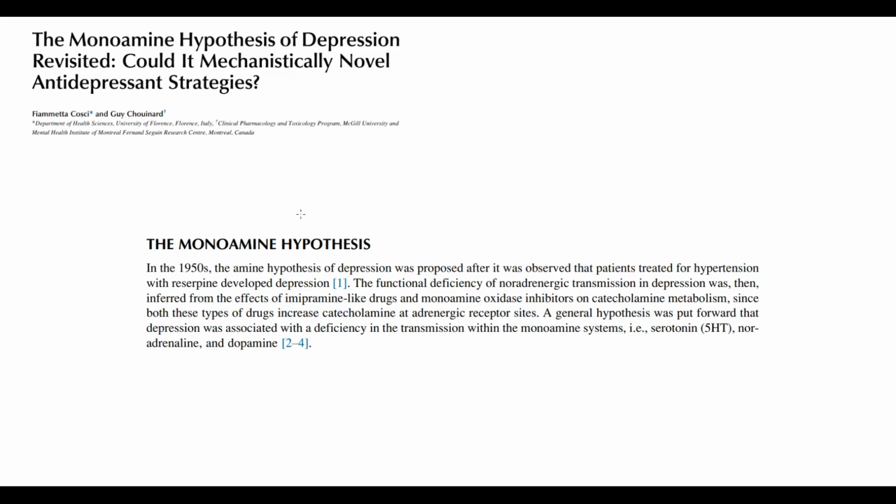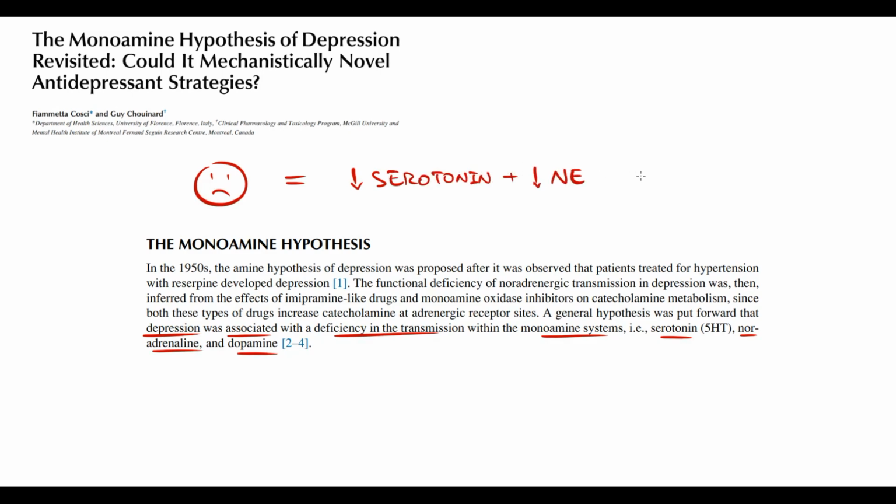Up to this day, we treat depression according to monoamine theory. We believe that depression is caused by deficiency of neurotransmission, which can be caused by low levels of serotonin and norepinephrine and to a lesser extent dopamine in the synapse. So we believe that depression is caused by decreasing amount of serotonin and norepinephrine in the synapse.